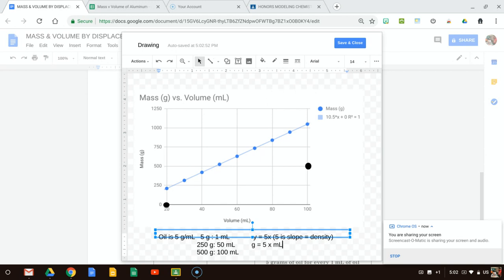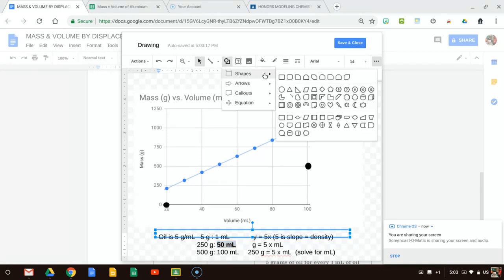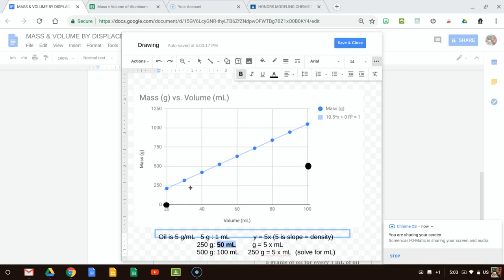And so if I make up another number, I'm just going to use this 250. If I know I have 250 grams equals 5 times my milliliters, and I want to solve for milliliters, I divide both sides by 5, and that's where I get my 50. So I have another data point: 250 grams and 50 milliliters. I'm going to add that in as a data point right there. All right, and guess what I'm going to do now with these 3 data points?